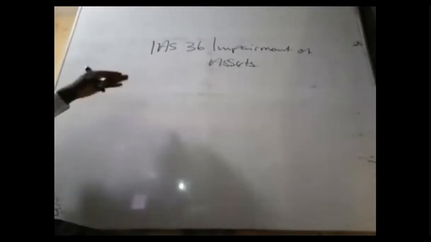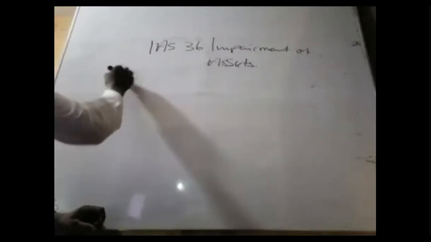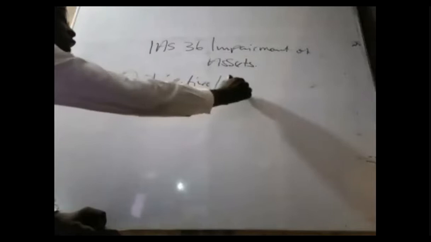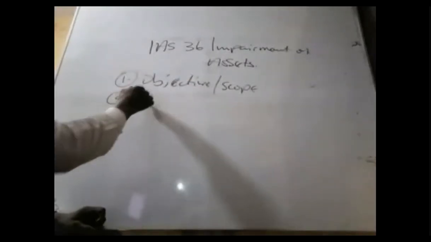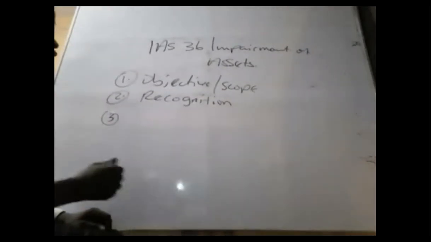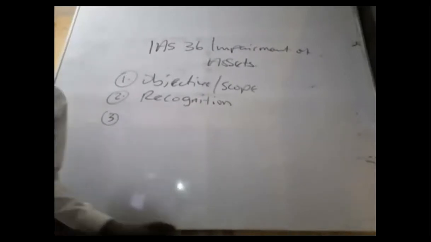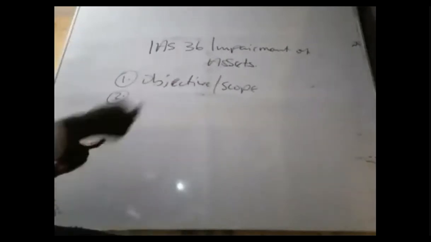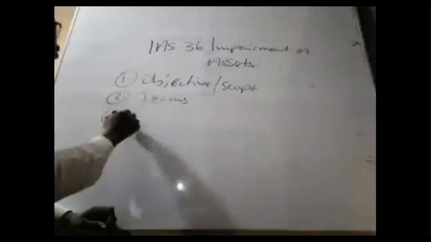As usual, we should go through the issues. We can have issues like: one, the objectives and scope of this standard. Two, the recognition criteria of this standard. You can also have some terms. In fact, I normally place the terms as second, so let me put that in here too. So some terms stated in the standard, some terms that we need to grasp. So terms, and then go to recognition.